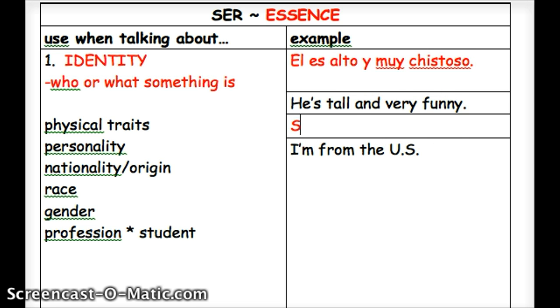I'm from the United States. Well, that talks about your nationality or your origin. You being from the US determines your identity. It makes you who you are. So soy de los Estados Unidos.